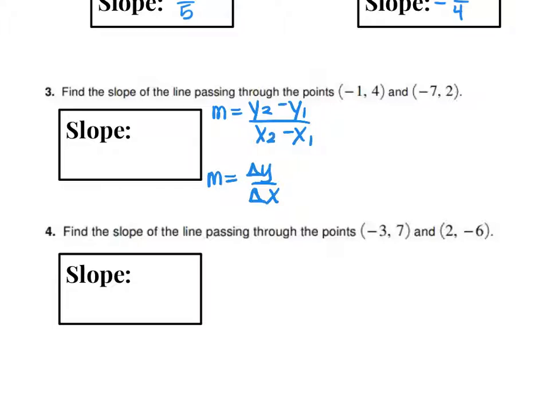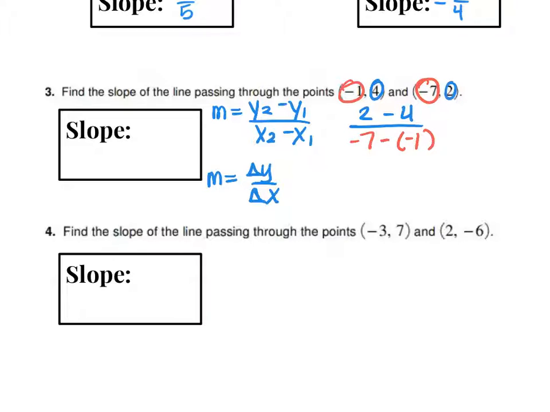So on number 3, my y2 is my 2 over here. These are my y values. So I'm going to say 2 minus 4 over, and my x values are here, -7 and -1. And I'm going to say -7 minus my -1 in parentheses. And I'm going to work through that.